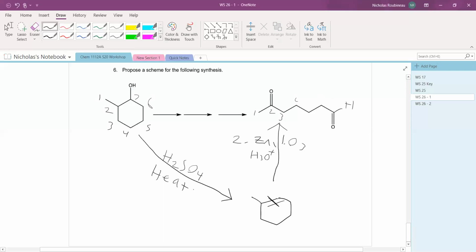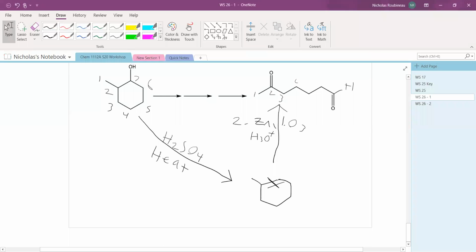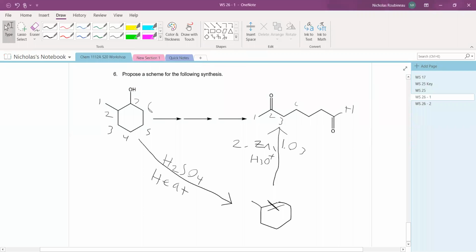Okay, so this synthesis wasn't too difficult, I think. The hardest thing is figuring out how we got from a cyclic structure to that. We cleave the double bonds to open the ring. So if you ever start with a cycle and end with a linear thing, you should consider cleavage as a step in your synthesis.